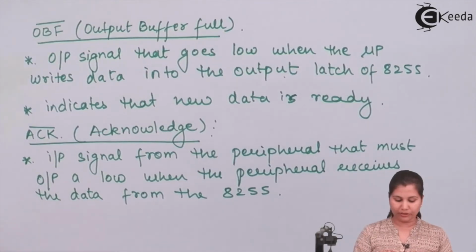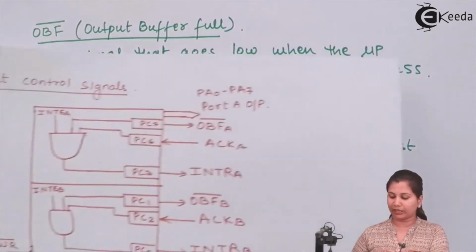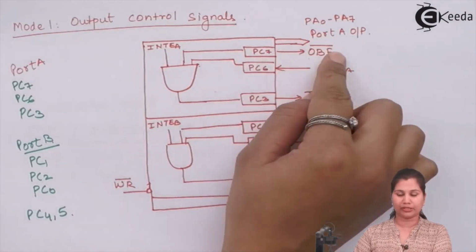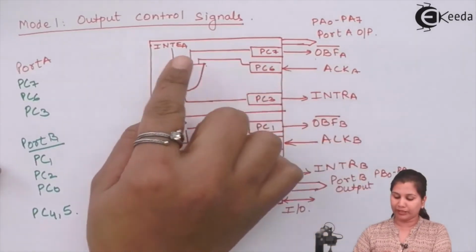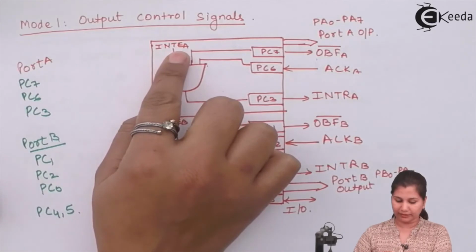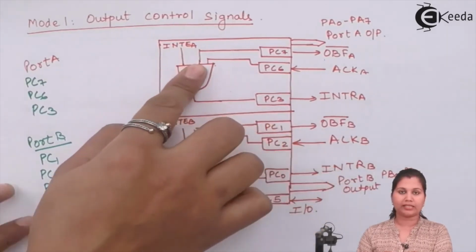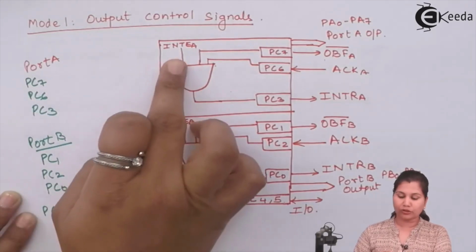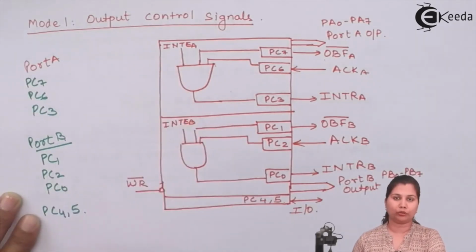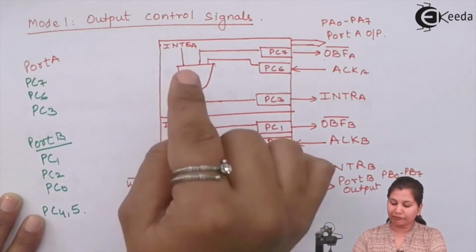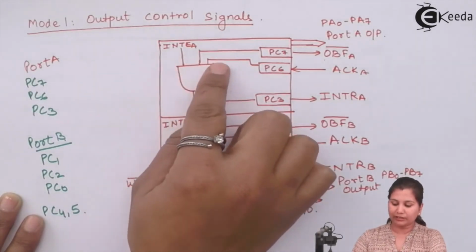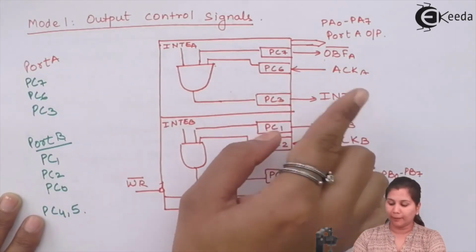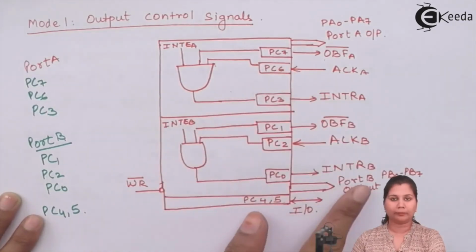So acknowledgement, you can see here in the diagram that it's an input signal, and output buffer full, it's an output signal. And we have the interrupt enable signal here. Now this interrupt enable signal is again the same as in the input operation. It is also an internal flip-flop to port A and port B. And when these three signals are one, then only the interrupt request will be generated by port A or by port B.